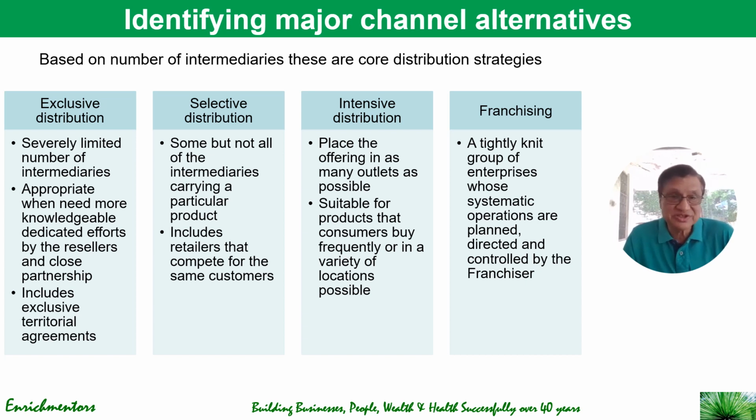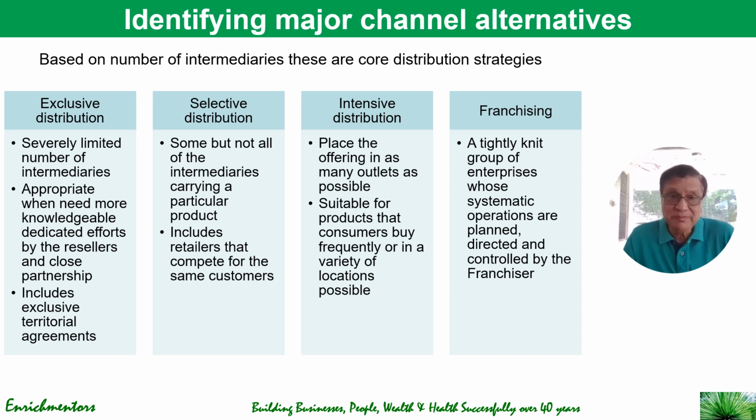Then the next level of distribution is selective distribution. You have some but not all of the intermediaries carrying a particular product. An example could be Raymond's distribution. Raymond's has selective distribution. It will appoint its own showrooms or it will have arrangements with distributors to carry its products, and it includes retailers that compete for the same customers. So that's how selective distribution is.